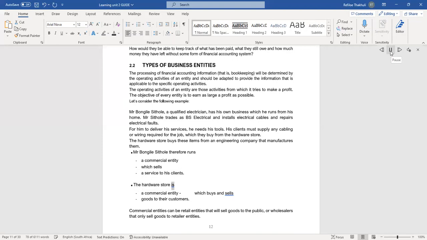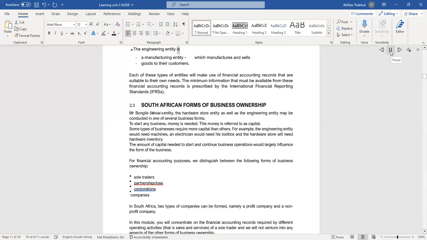The hardware store is a commercial entity which buys and sells goods to their customers. Commercial entities can be retail entities that will sell goods to the public, or wholesalers that only sell goods to retailer entities. The engineering entity is a manufacturing entity, which manufactures and sells goods to their customers. Each of these types of entities will make use of financial accounting records that are suitable to their own needs. The minimum information that must be available from these financial accounting records is prescribed by the International Financial Reporting Standards, IFRSs.